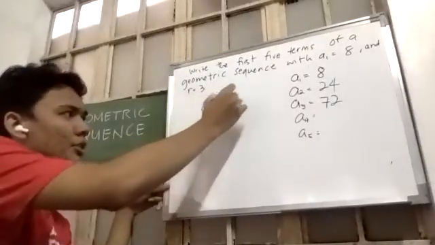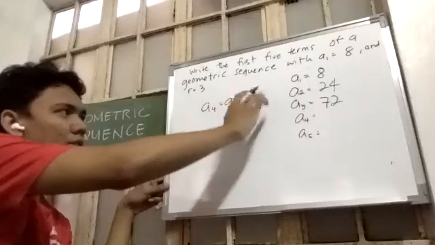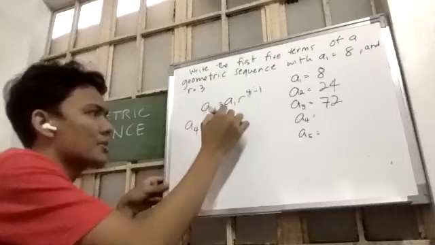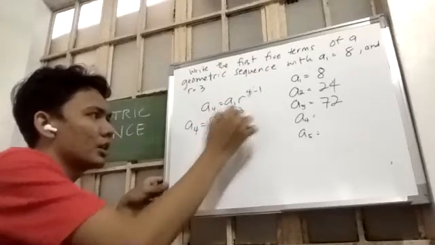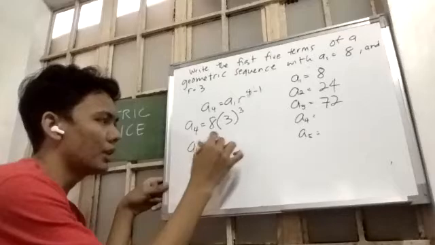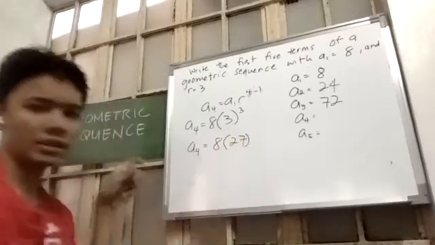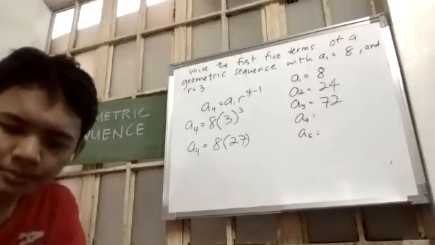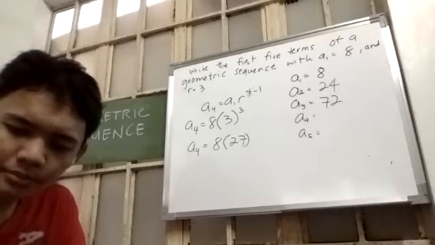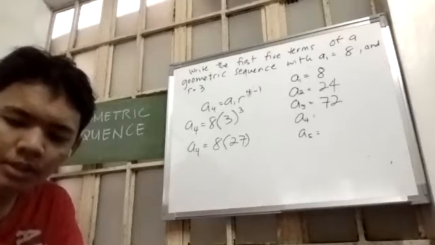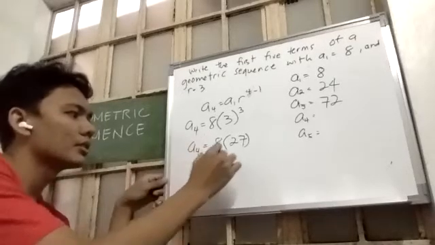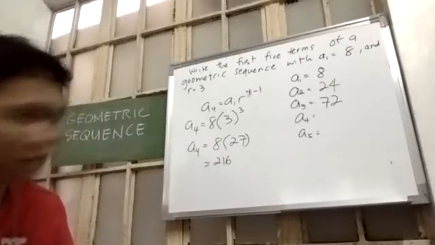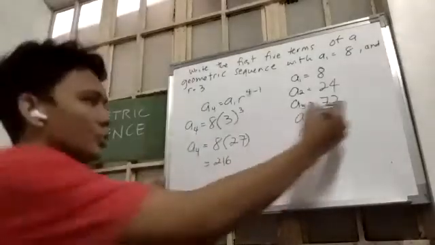Now, we have a sub 4 is equal to a sub 1 r raised to 4 minus 1. So, we have a sub 4 is equal to 8 times 3 raised to 3. So, a sub 4 is equal to 8 times 27. Kasi 3 cube. So, nalabas sa ating sagot. Medyo malaki na siya. 8 times 27. Labas ang calcu. So, we have 216. So, that is our a sub 4. Okay, so we have 216.